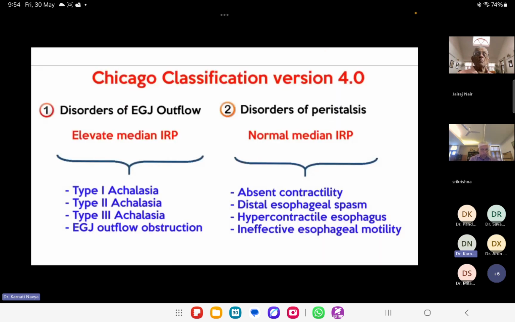This is a comparison of Chicago classification version 4.0 for disorders of esophagogastric junction outflow and disorders of peristalsis. In disorders of outflow obstruction, there should be an elevated median integrated relaxation pressure: type 1 achalasia, type 2 achalasia, type 3 achalasia, and outflow obstruction. In disorders of peristalsis, the integrated relaxation pressures are usually normal. These are absent contractility, diffuse esophageal spasm, hypercontractile esophagus, and ineffective esophageal motility.